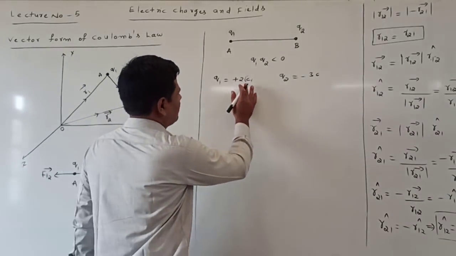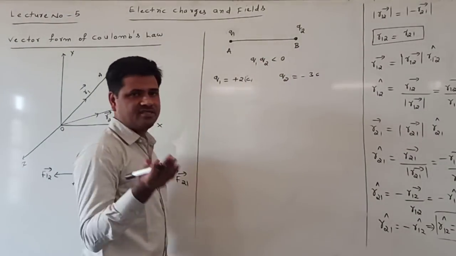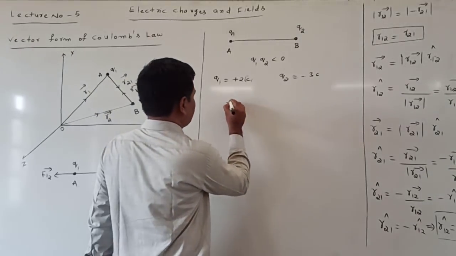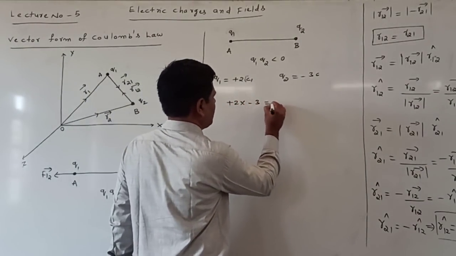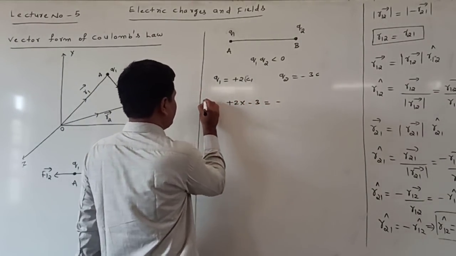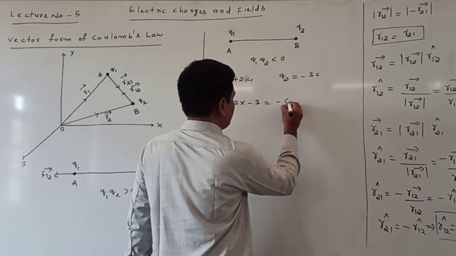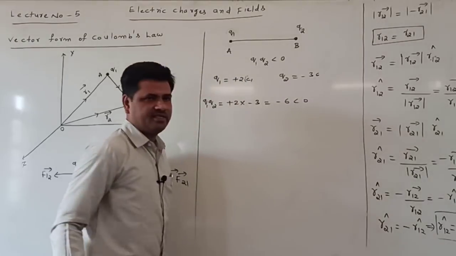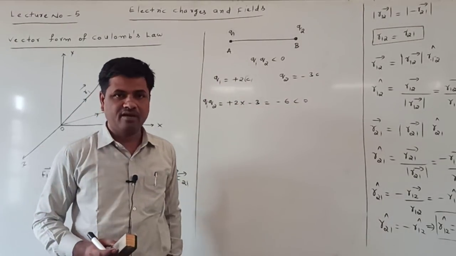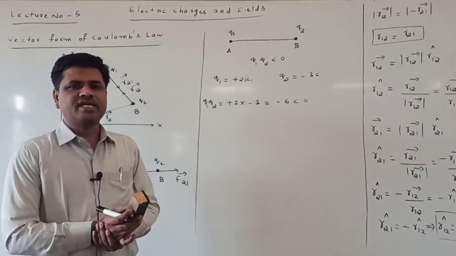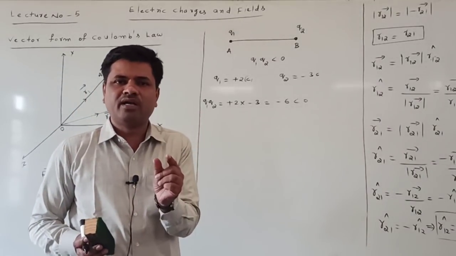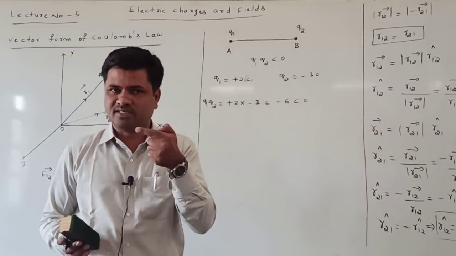Now one is a plus, another one is a minus. These are called unlike charges. Plus 2 into minus 3 is equal to minus 6. I want to find Q1 into Q2, which is plus 2 into minus 3, equal to minus 6. Minus 6 is less than 0. This condition is satisfied. When Q1 Q2 is less than 0, the meaning is unlike charges.